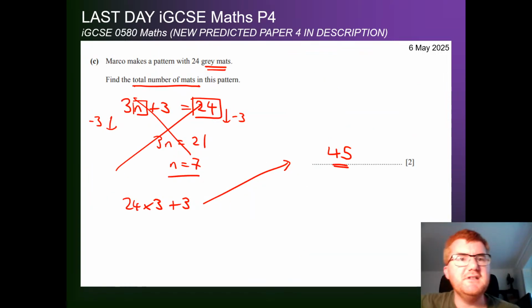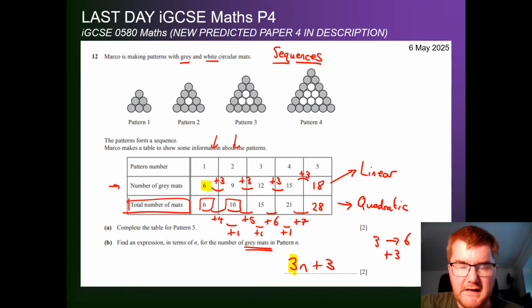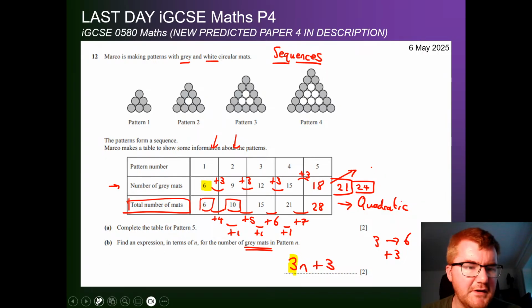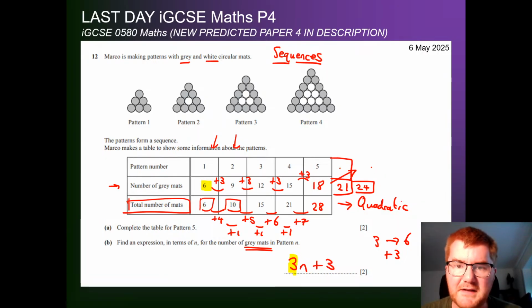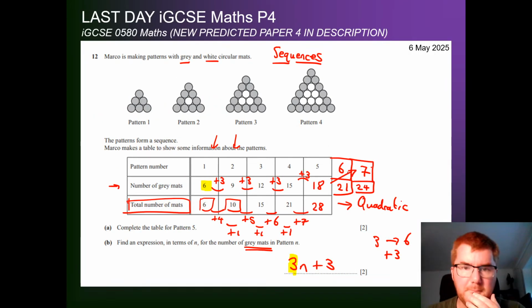Yeah, so let's look at question C again. So Marco makes a pattern with 24 grey mats. Okay, so he has 24. So this question you can just add on 3 each time. So you have 21 and then 24. So we know then that this will be pattern 6 and this will be pattern 7. And we want to work out the total number of mats in this pattern. Okay, so we know it's the 7th one.